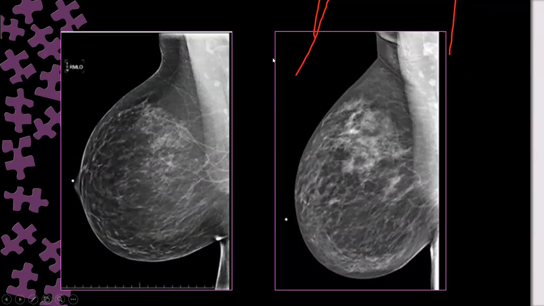Which one is fairest? Huda, what do you think? Which one is fairest, the one on the right or the one on the left, and why? The one on the right. Why?